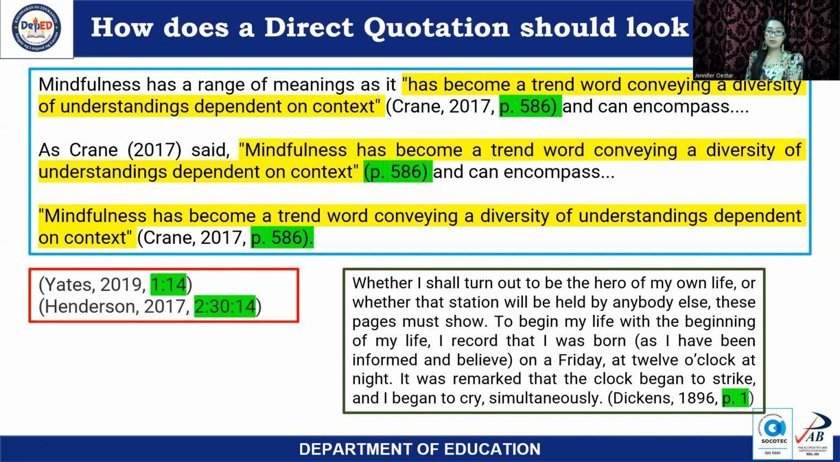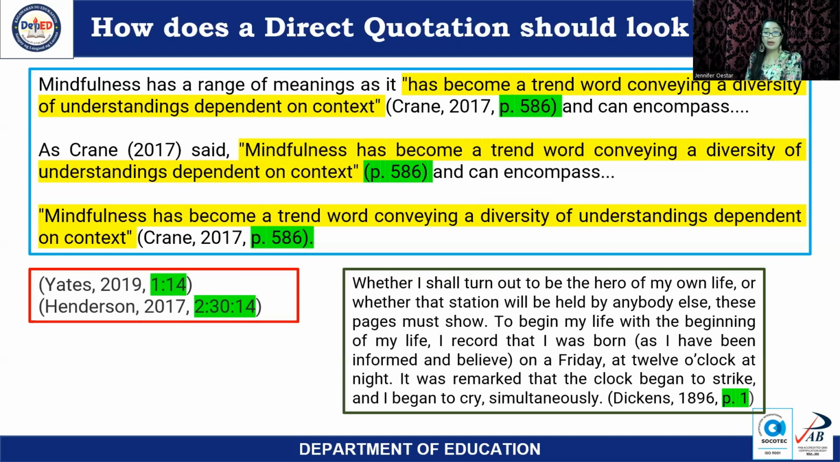Mindfulness has become a trend word conveying a diversity of understandings dependent on context. Crane 2017, P586. It could appear in the following examples. Okay, yeah, it's 2019, and then the timestamp. Henderson 2017 with the timestamp.